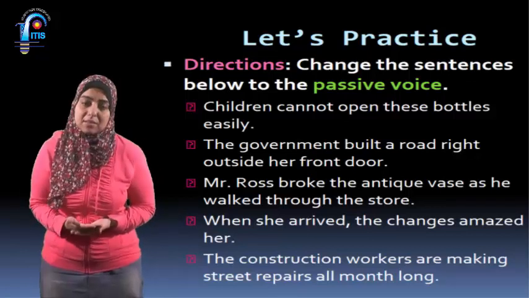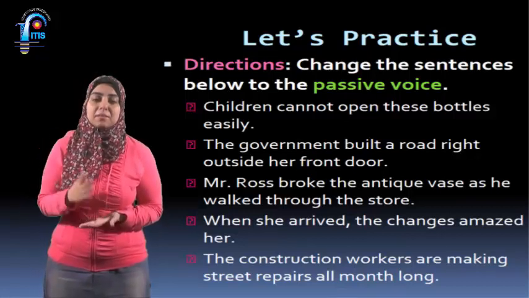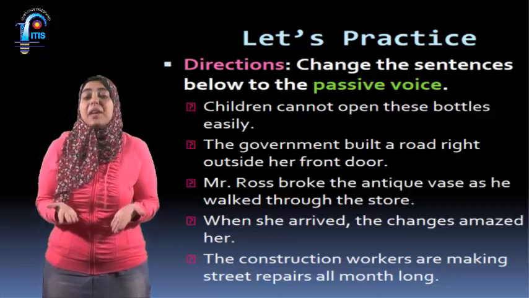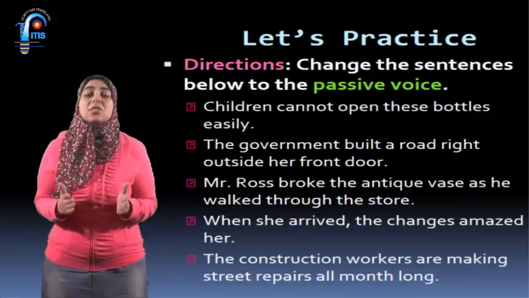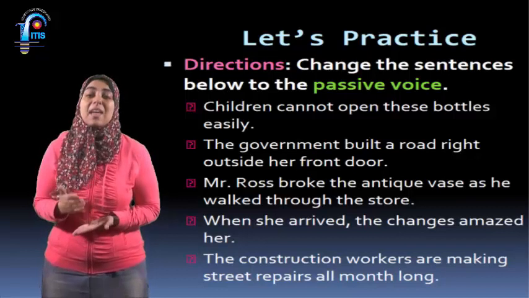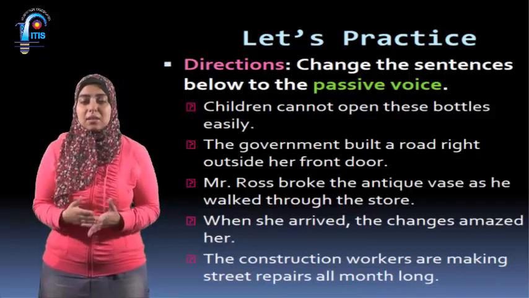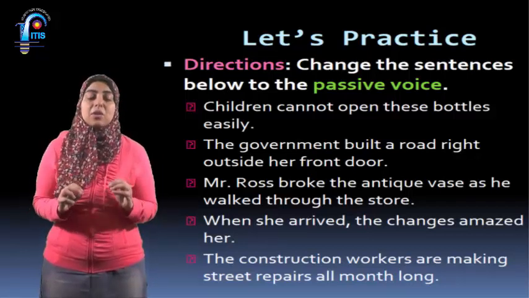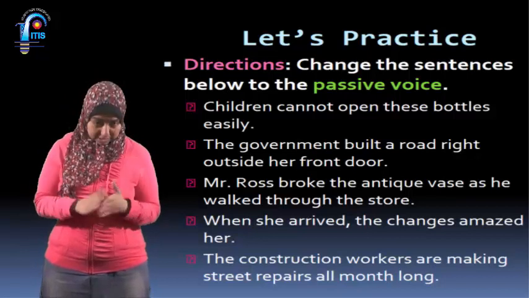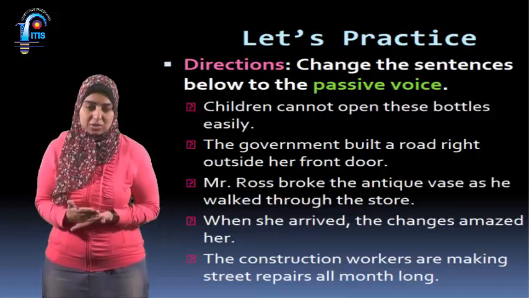Okay, then we have another sentence. When she arrived, the changes amazed her. So we have: when she arrived. We are not going to do anything with this part as we don't have an object. But the changes amazed her. Here we have the changes as the subject, amazed as the verb, and her as the object. To answer this sentence, I'm not going to start with her. I'm going to change her to the subject. So the personal pronoun of her is she. Excellent. So it will be: she was amazed by the changes.